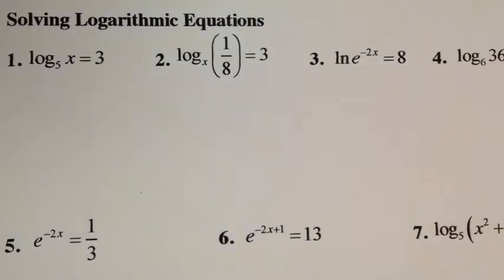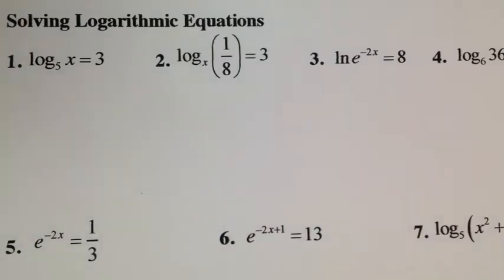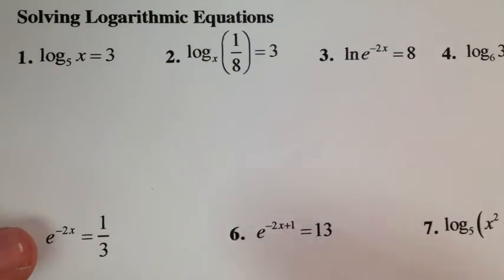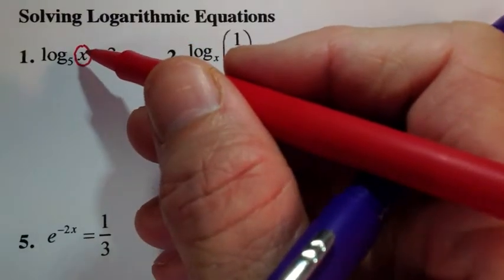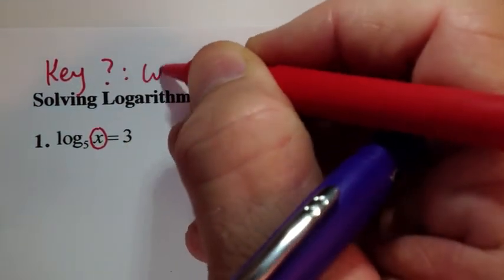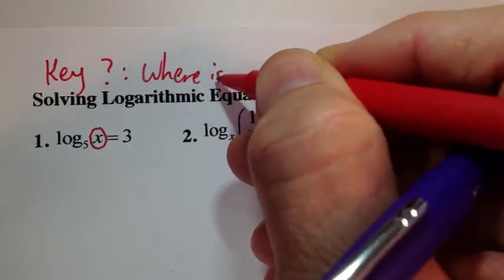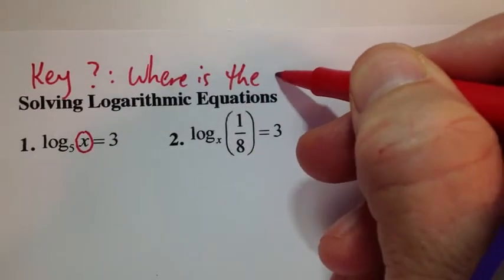But for now, one of the things that you learn all of these properties of logs for is to be able to solve logarithmic equations. Now the more complicated log equations come later, but currently we have the basic log equations that can be solved without too much trouble. So we have log base 5 of x equals 3. What I want you to keep identifying every single time, and I'll try to continue to repeat this, is where is the variable? That's a key question. Where is the variable?